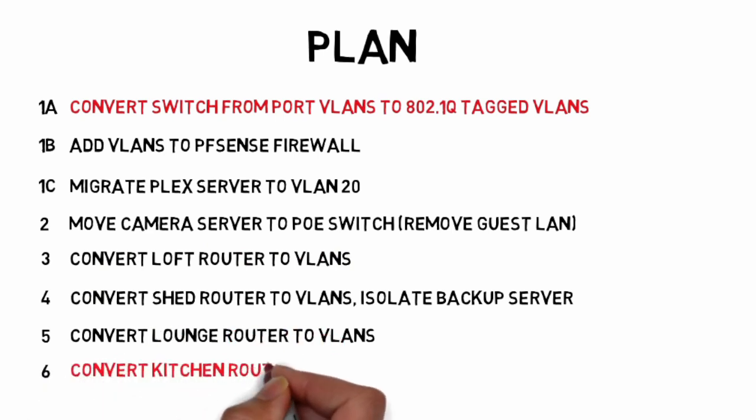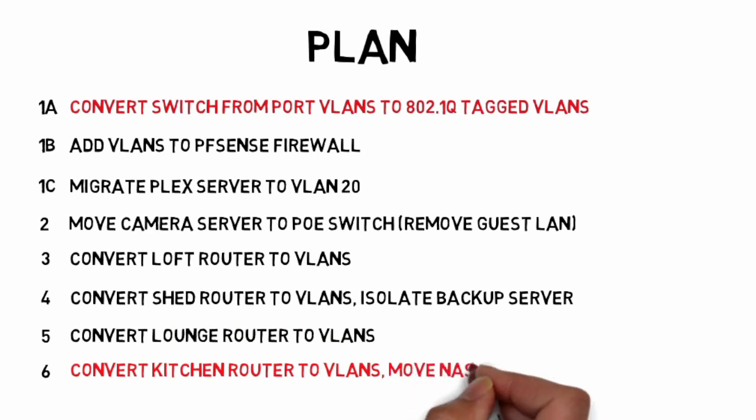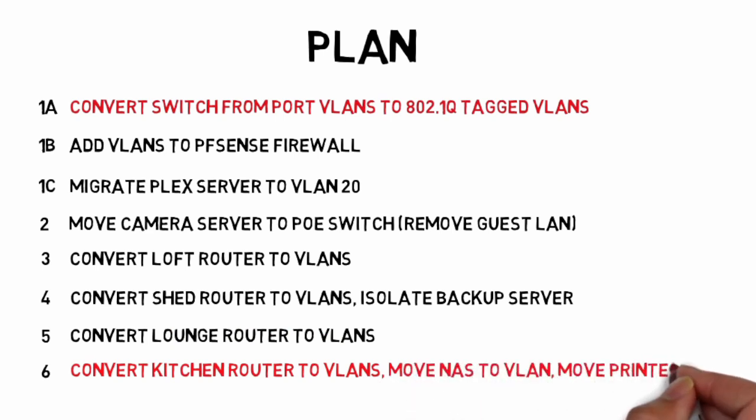So 6, and this is the big one then. Right. So this again is in red. Convert the kitchen router to VLANs. That's going to have an outage because that's where most of the computers are, all the working from home devices. Move the NAS across to the VLAN. That will cause an outage and move the printer to the VLAN.